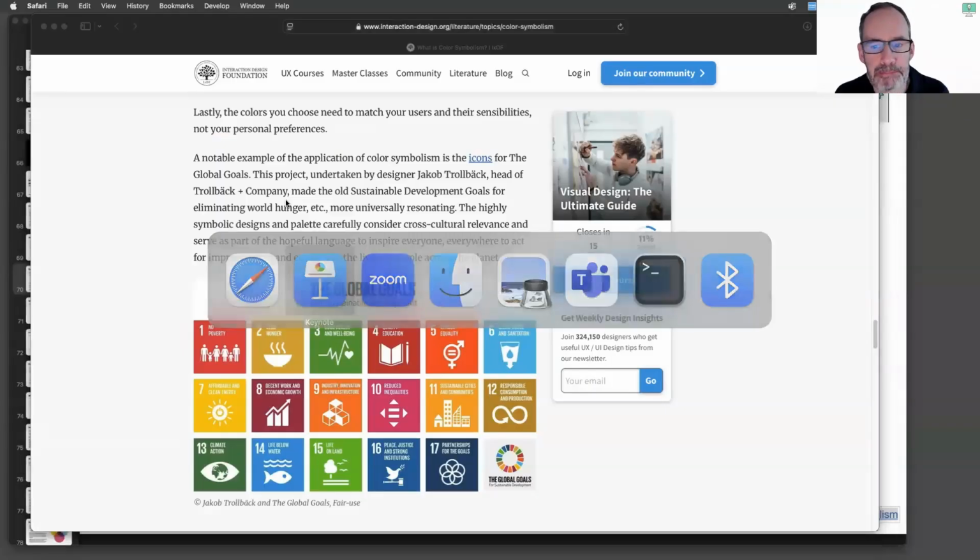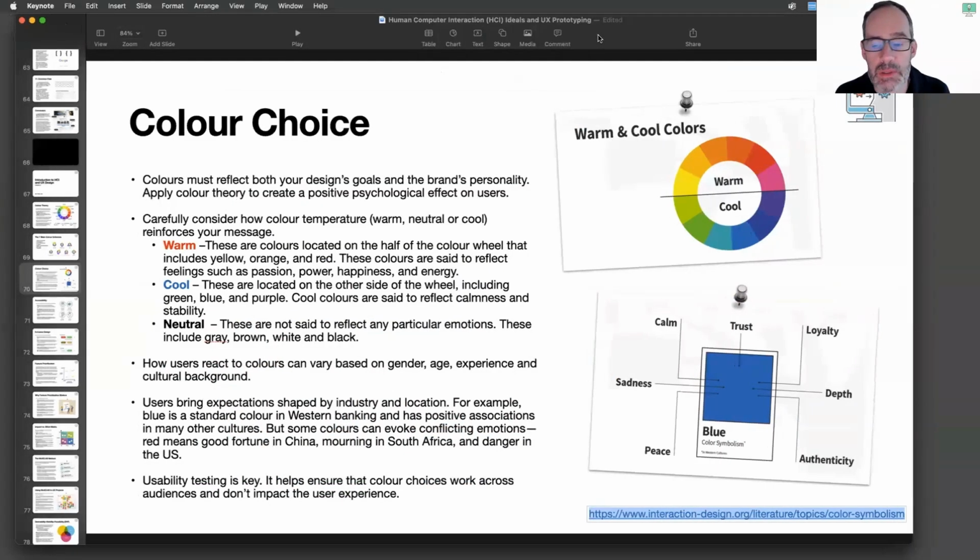In summary, then, color choice, super important. Follow the link, try and reference it in your design, because what we're trying to do is come up with a bunch of ways where we can really communicate that we've thought about our design and we've put some time into it in terms of all the choices we make. So any questions about colors before we move on? All good?